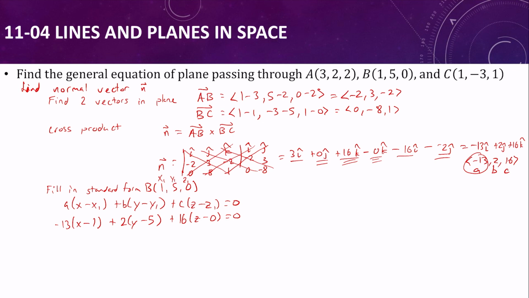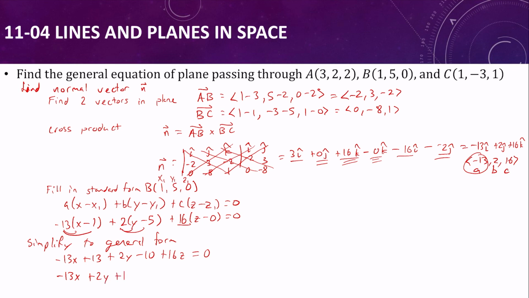All right, now we just have to simplify to our general form. So we just distribute, so it'd be negative 13x plus 13, 2y minus 10, 16z equals 0. So it looks like I have negative 13x plus 2y plus 16z plus 3 equals 0.